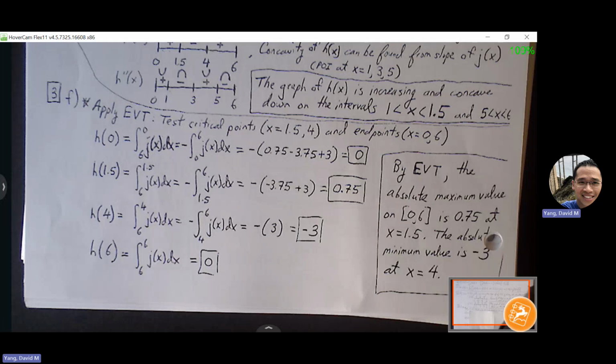I'll go from 6 to 1.5, which is easier to work with if I flip the bounds and pull a negative outside. Look at my graph here. From 1.5 to 6, I have a negative 3.75. I have positive 3. Change that sign, I get 0.75. H of 4, the integral from 6 to 4, I flip the bounds again. From 4 to 6, I get an area of 3, but the negative out in front makes it a negative 3. And H of 6 equals 0, because my bounds are the same.